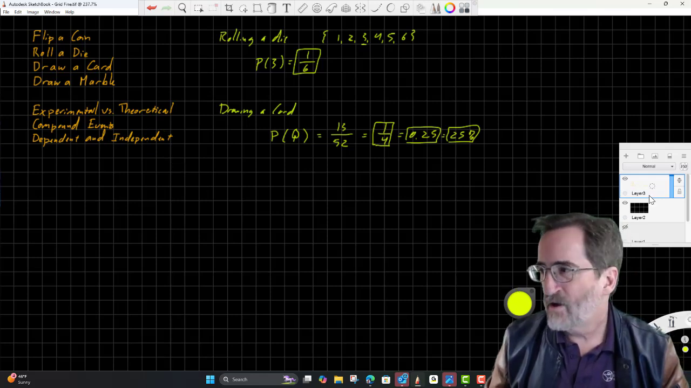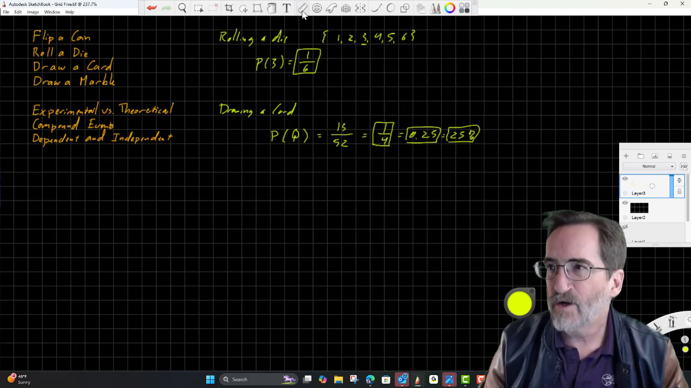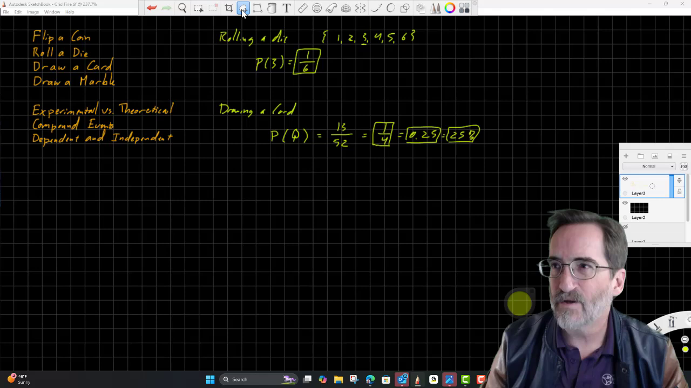What about drawing a marble? Okay, I'm going to go to a new slide here. I'm drawing a marble. I didn't create a new layer, so let me do that here.